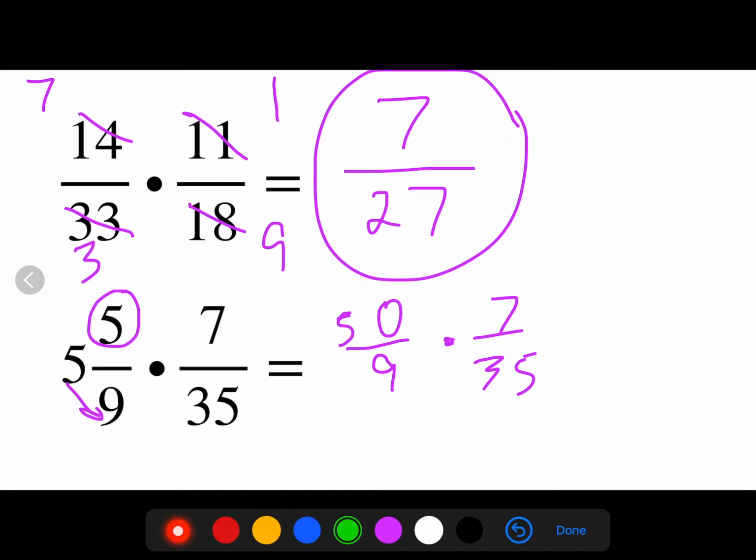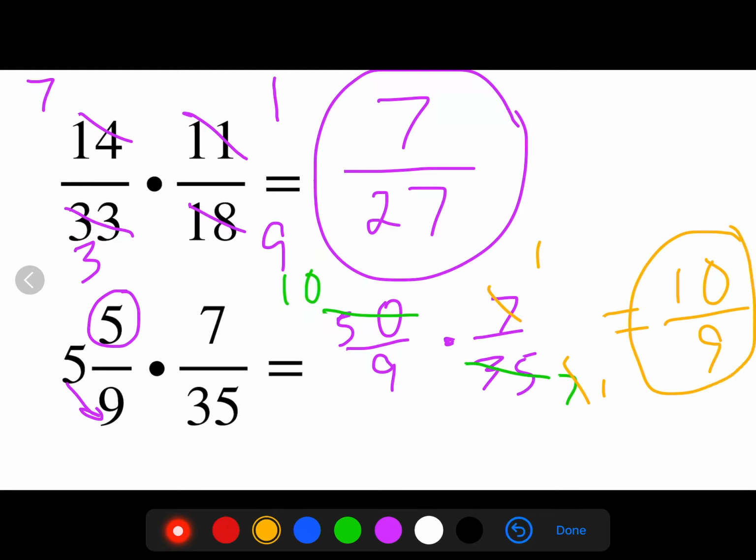What divides into both 50 and 35? Well, 35 is 5 times 7. 7 doesn't go into 50, but 5 does. So we'll divide this by 5 and I get 10. Divide this by 5 and get 7. What goes into 7 and 9? Nothing. Can't do any cross-canceling there. But remember, it can be any numerator with any denominator. What goes into both 7 and 7? 7 does. So that's 1 and that's 1. 10 times 1 is 10. 9 times 1 is 9. And that is the answer.